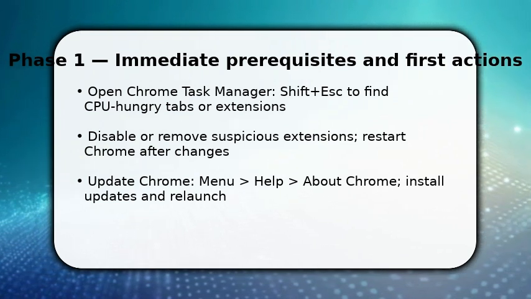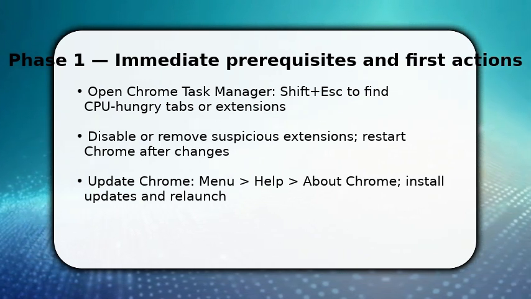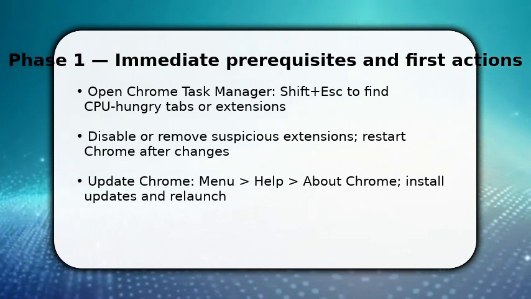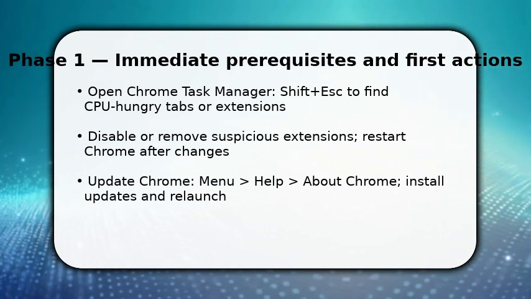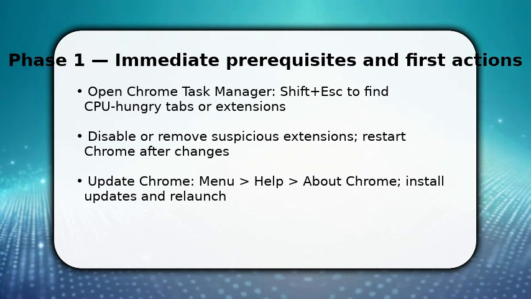Next, make sure Chrome is up to date via Menu, Help, About Chrome. Updates fix many performance bugs. Finally, restart Chrome after updates and extension changes so you can test whether CPU use drops before moving on.